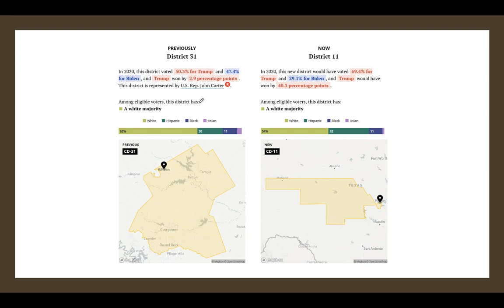The other thing about District 31 is it used to include this area over here in Killeen, right? Underneath the new District 11, now we reach into that same area of Killeen, and those voters vote all the way out with Midland under the new ones.